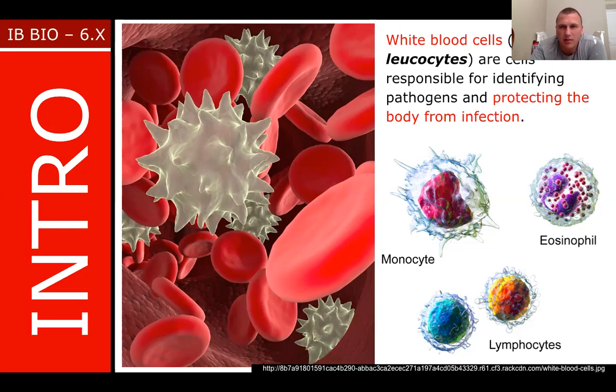Okay, so a lot of times you'll see the word leukocytes. That just means white blood cell. Make sure you kind of note that. And there's a few different types. There's just three here: eosinophils, monocytes, and lymphocytes. You might have heard of the lymphatic system. A lot of lymphocytes are found there. So that's kind of what you see.